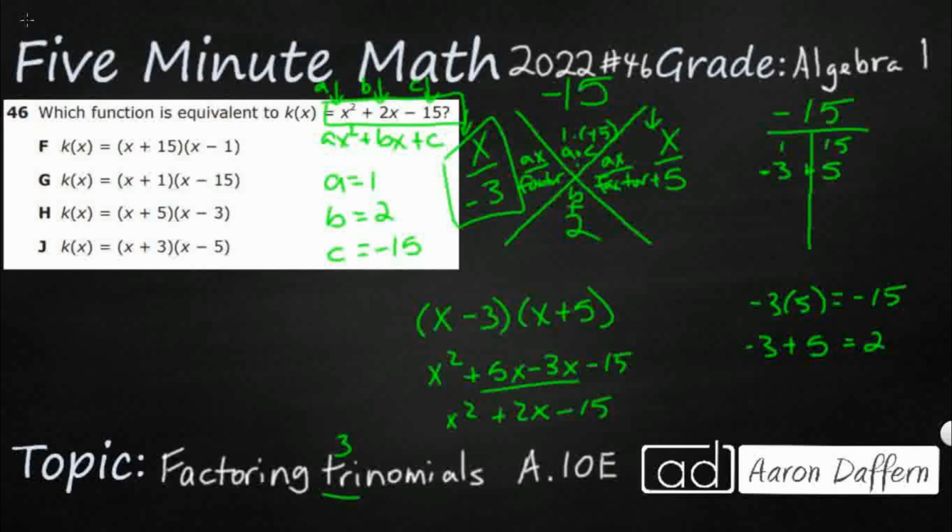So I see an x minus 3 here. I see an x plus 5. They do it in a different order. Totally fine. There's nothing wrong with that. Gets us the same answer, so our answer here is going to be H.